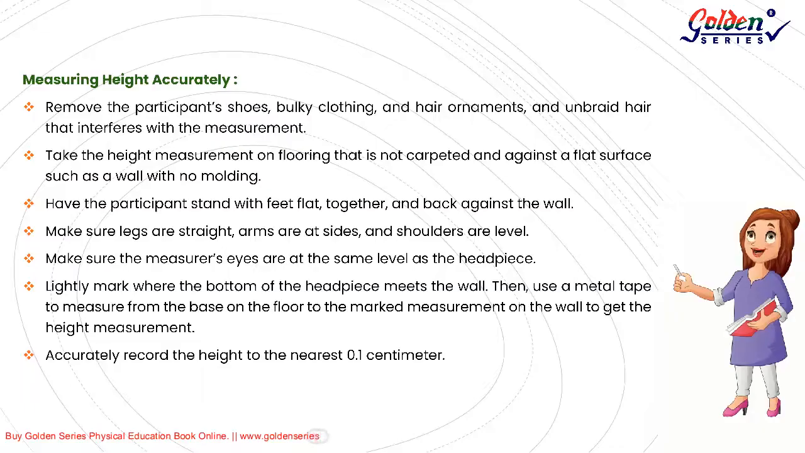Have the participants stand with feet flat, together, and back against the wall. Make sure legs are straight, arms are at sides, and shoulders are level. Make sure the measurer's eyes are at the same level as the headpiece. Lightly mark where the bottom of the headpiece meets the wall. Then, use a metal tape to measure from the base on the floor to the marked measurement on the wall to get the height measurement. Accurately record the height to the nearest 0.1 centimeter.